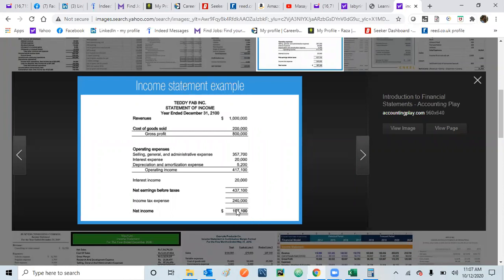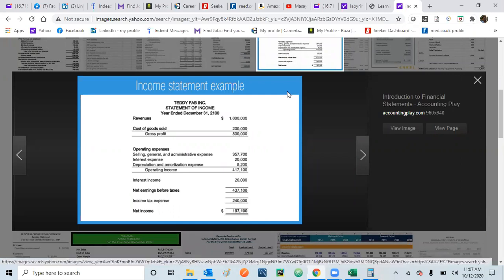So this is what we have just learned, the income statement and balance sheet. If you have any question, we can continue. Otherwise, we are good until here.